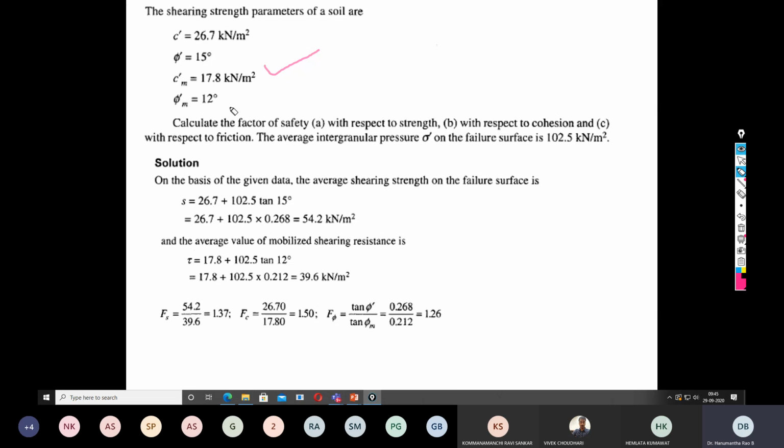Okay. So can anybody give a clear definition? What is the difference between C dash M and phi dash M? Looking at this problem, can anyone give a small explanation about the difference between C dash, phi dash, C dash M and phi dash M?